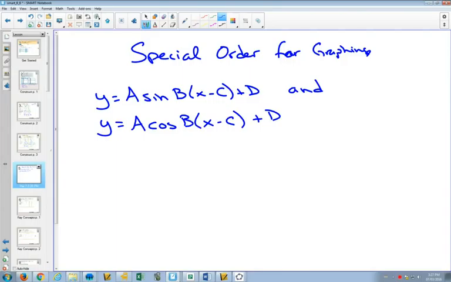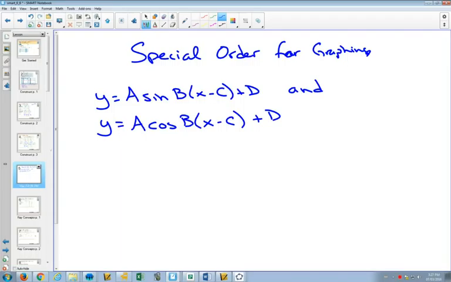A is going to be a vertical stretch. B is going to be a horizontal stretch or compression. C is going to move it left or right, and D is going to move it up and down. And that's what we did in our transformations unit.